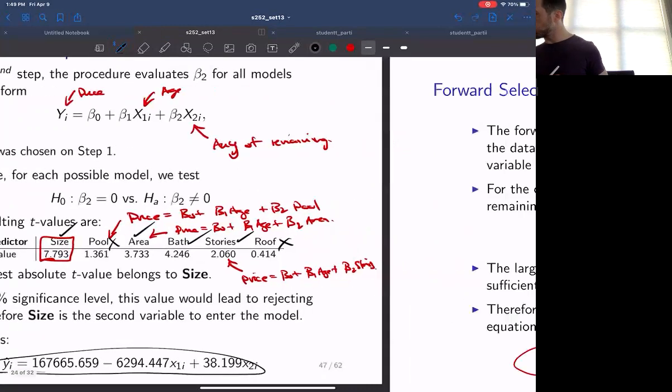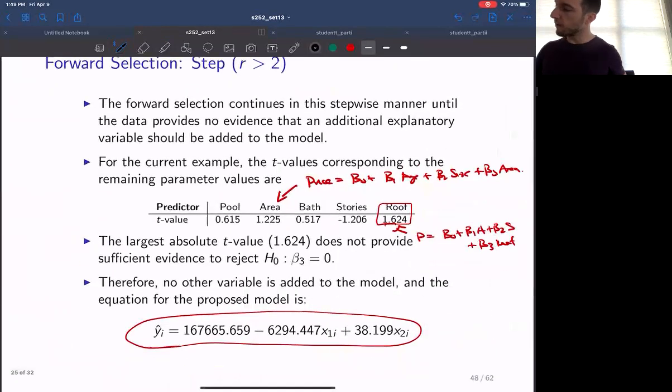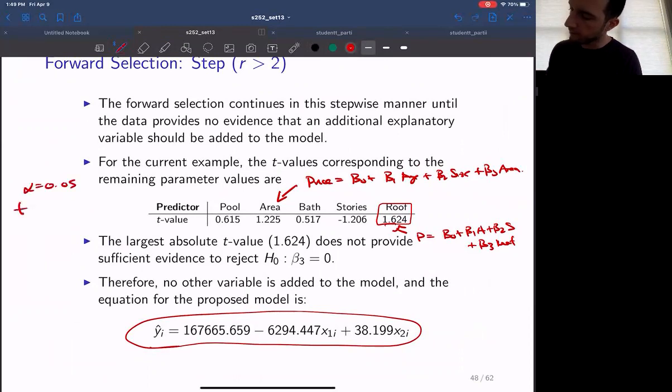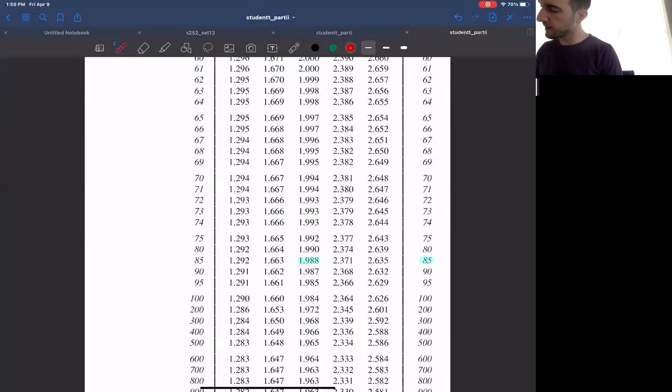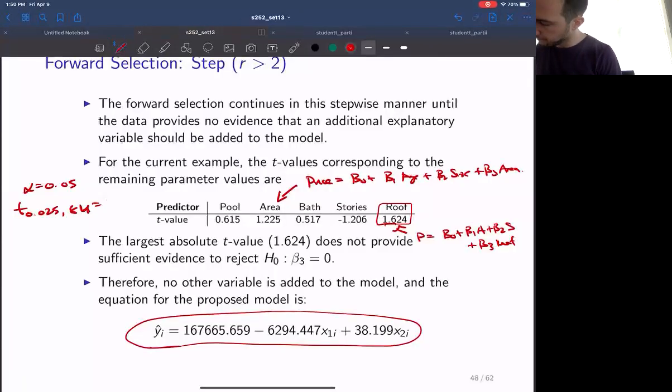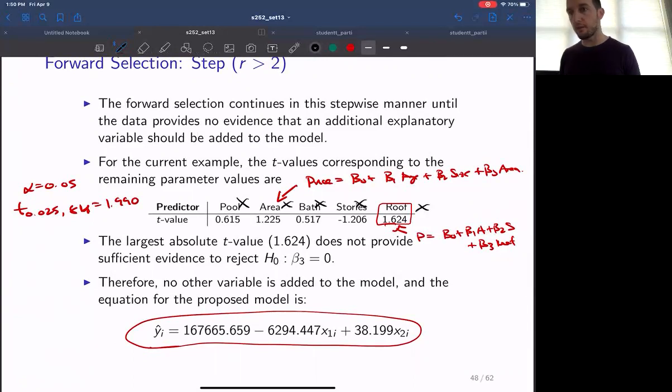All right, so I think it's going to terminate here. Okay, so now on the last step, we have alpha equals 0.05. So we have T 0.025, and now we're going to have comma 84. This is going to give us a T value of 1.990. All right, so you can see in this case, nothing is significant. There are no critical values that get inside the rejection region, so that's when the process just terminates.